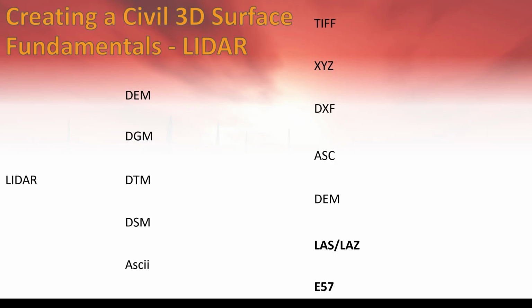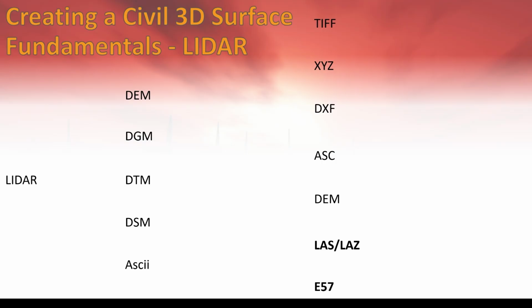We've got LAS and E57. These are more commonly used in point clouds, when you're scanning a building or some sort of feature. But I have seen them used for ground imagery as well.